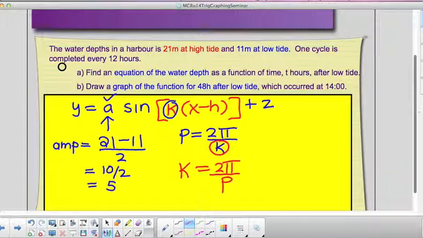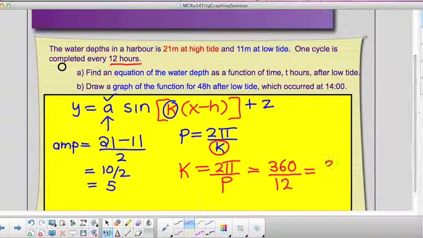Remember, period means how long it takes to complete one full cycle. And it says that here. One cycle is completed every 12 hours. So I'm going to convert 2 pi into 360. I'm going to divide it by 12, 2 pi over my period. And that tells me that my K term is equal to 30. So I have my A, I have my K. Now it's only a matter of figuring out what my vertical shift and my horizontal shift is.